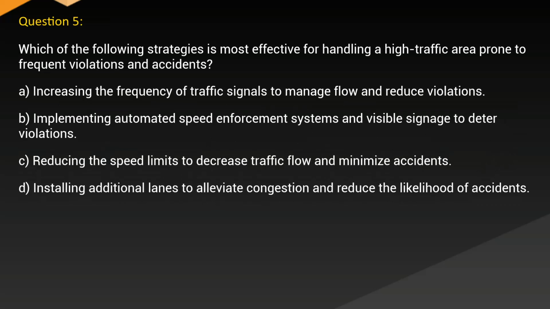Question 5. Which of the following strategies is most effective for handling a high traffic area prone to frequent violations and accidents? A. Increasing the frequency of traffic signals to manage flow and reduce violations. B. Implementing automated speed enforcement systems and visible signage to deter violations. C. Reducing the speed limits to decrease traffic flow and minimize accidents. D. Installing additional lanes to alleviate congestion and reduce the likelihood of accidents.